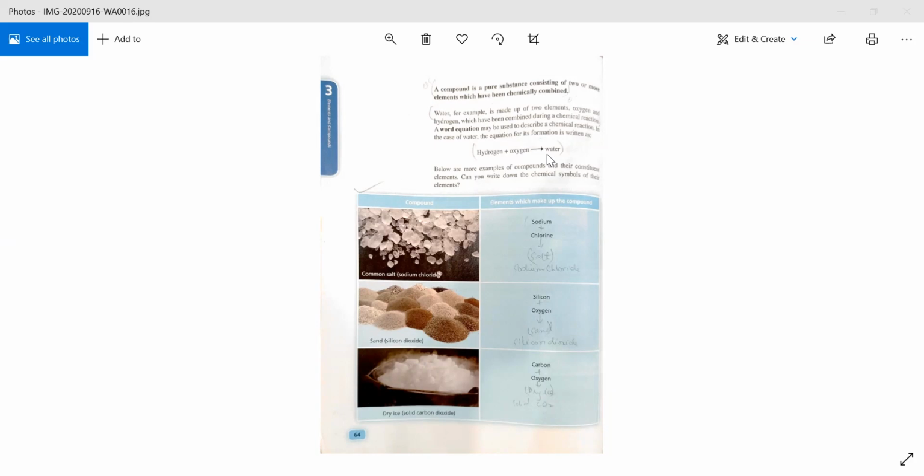water. And on page number 64 and 65, there are some compounds given to you, and there are the elements which make up these compounds. Okay, for example, in number 1, common salt, which we use commonly in our homes, which is sodium chloride. So it is made of which elements, beta? Sodium and chlorine. When we add sodium and chlorine, it will make what? It will make common salt or sodium chloride.